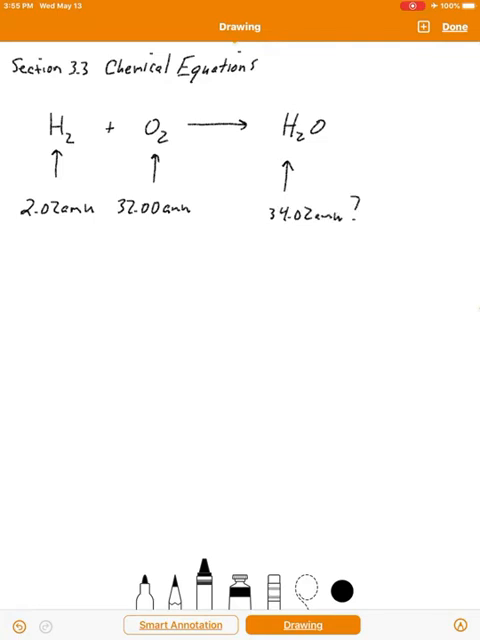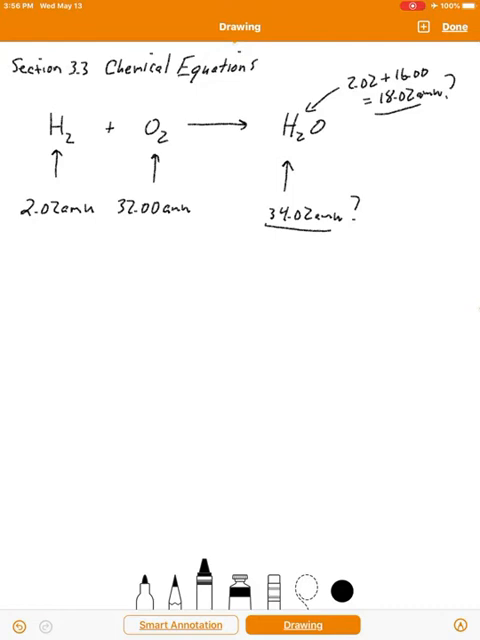But how much does one water molecule weigh? Does it weigh 34.02? Two hydrogens, 2.02, plus 1 oxygen, 16.00, and you get 18.02 AMU. What's going on here? This is not equal to 34.02. This seems like a violation of the law of conservation of mass, and it is actually.